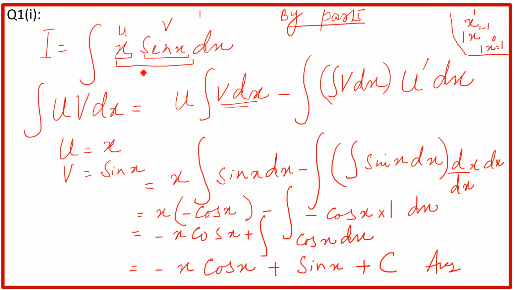So one more time, in this exercise 3.4, we have to solve the questions by parts. There should be only one variable, the same variable, and there should be a product. This one we have to consider as u, the second we consider as v, but you have to decide which one should be u and which one should be v. You have to use this formula, and then we will get the answer.